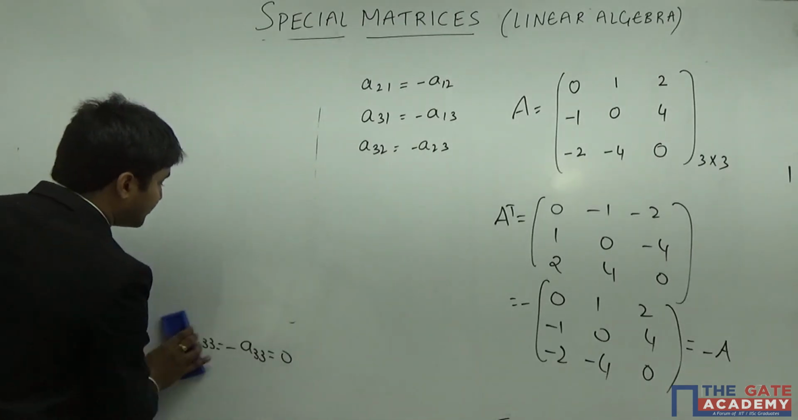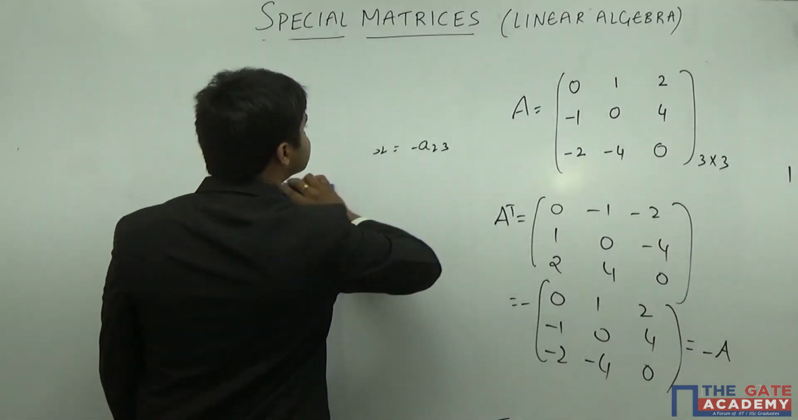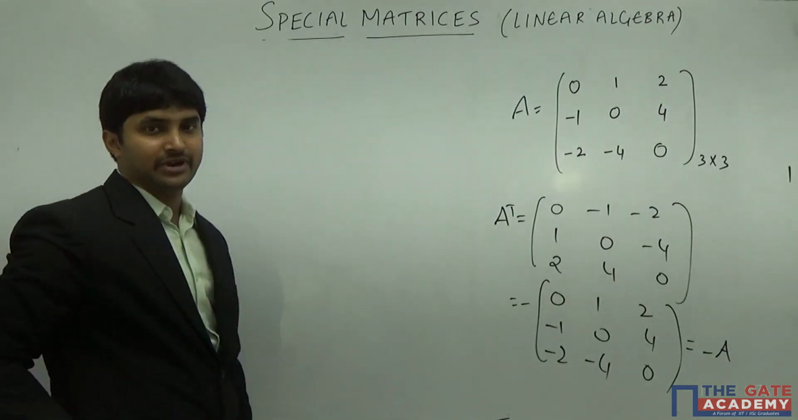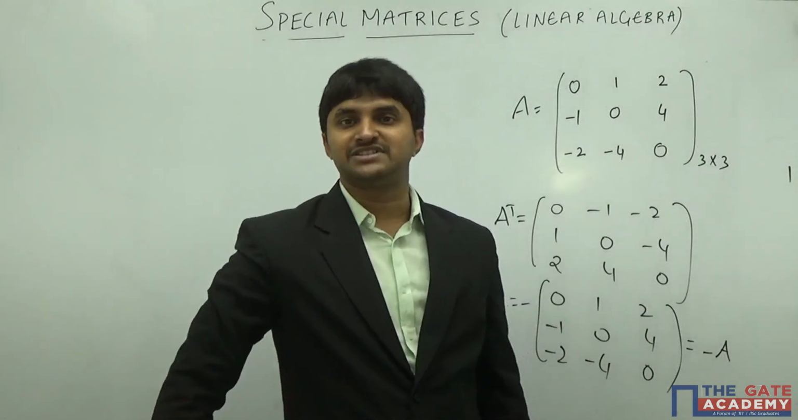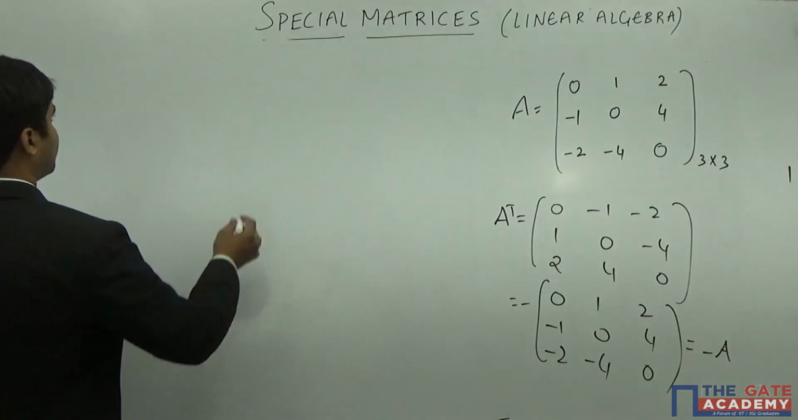So a general matrix which does not satisfy either of the cases, meaning it is neither symmetric nor skew symmetric, is what we call a non-symmetric matrix.